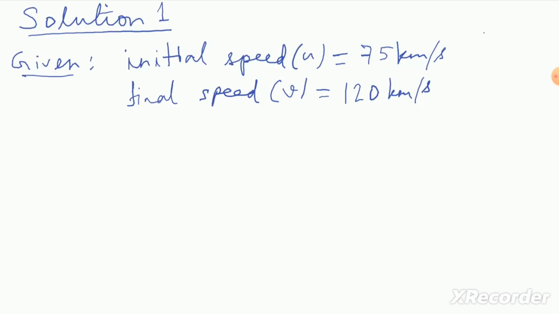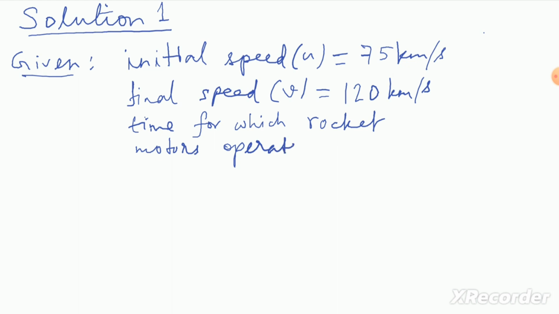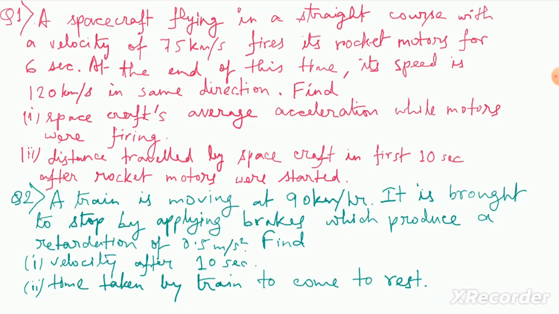Time for which rocket motors operated. Okay, so let us consider that to be time t, and it is 6 seconds. Fine. What else has been given? The next thing is how to find the spacecraft's average acceleration.